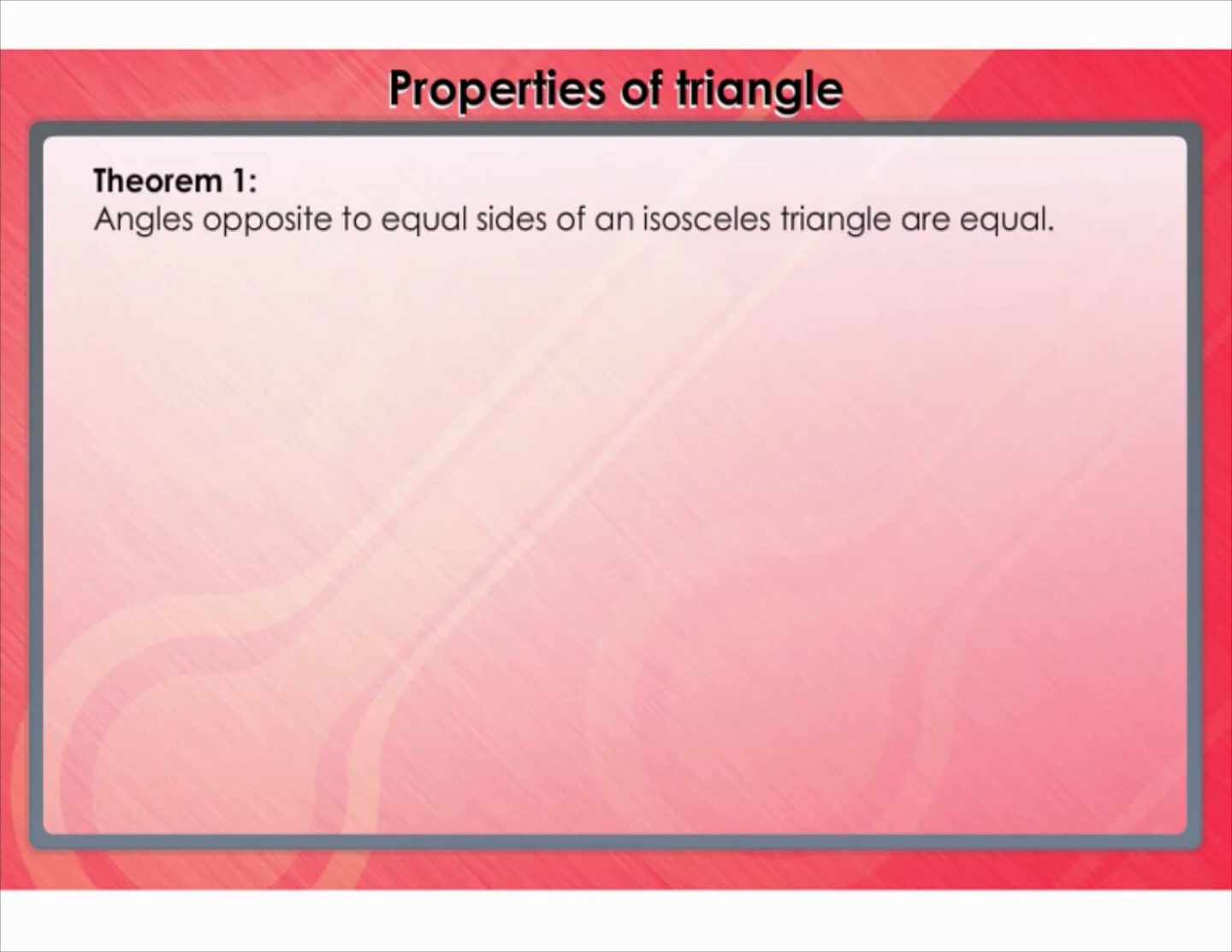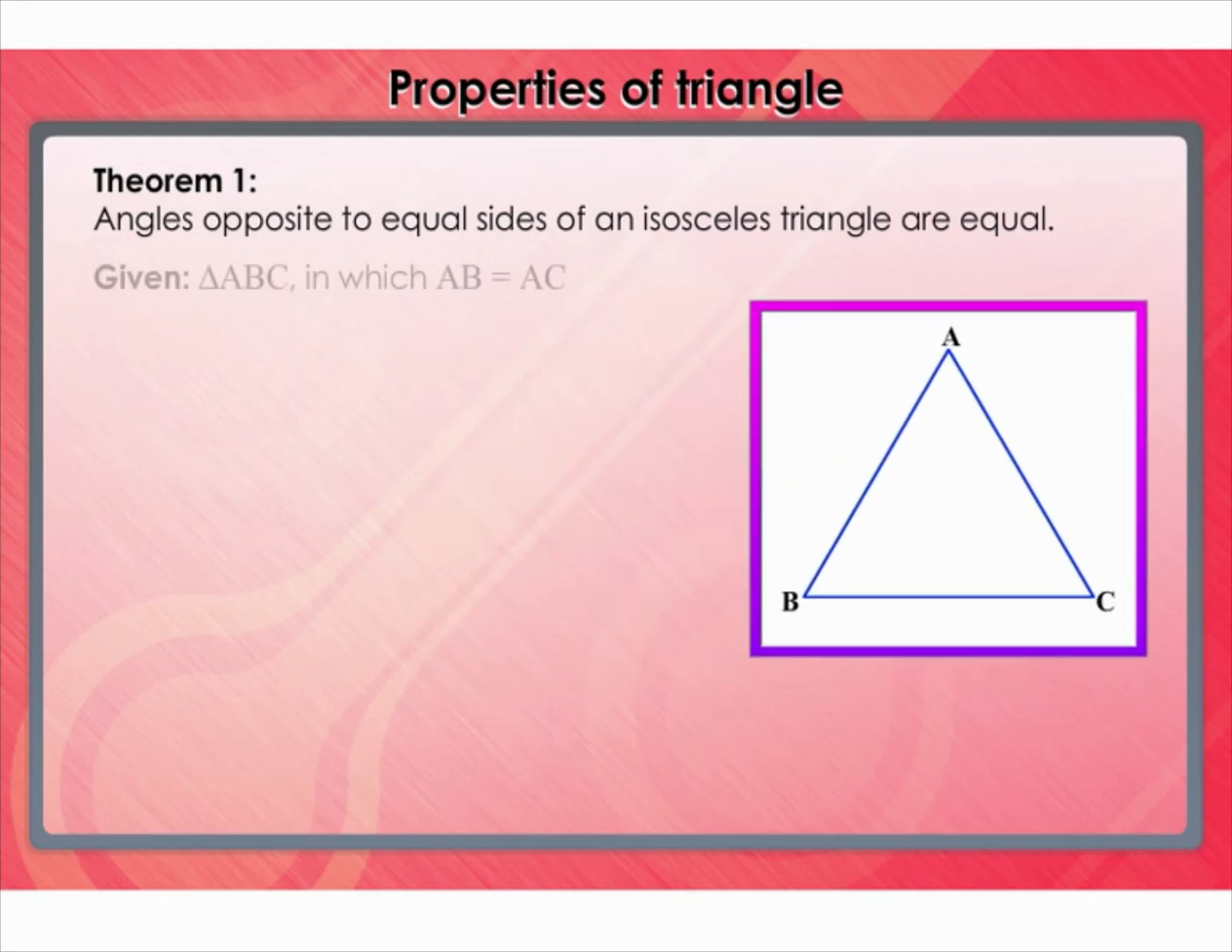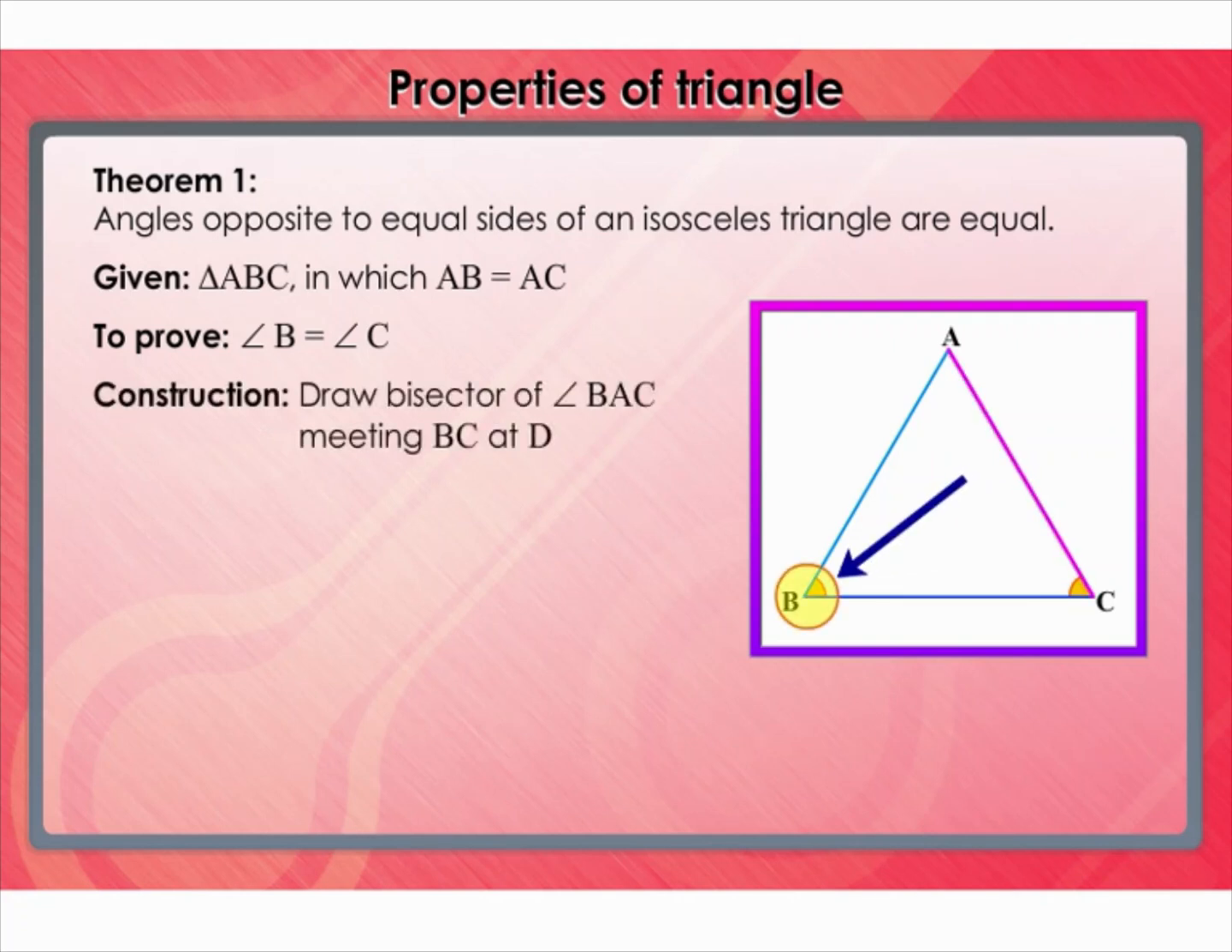Let's prove two important theorems of the isosceles triangle. Angles opposite to equal sides of an isosceles triangle are equal. Consider an isosceles triangle ABC, in which AB is equal to AC. We need to prove that angle B is equal to angle C. Angle B is opposite to side AC. Angle C is opposite to side AB. Let's draw a bisector of angle BAC meeting BC at D.